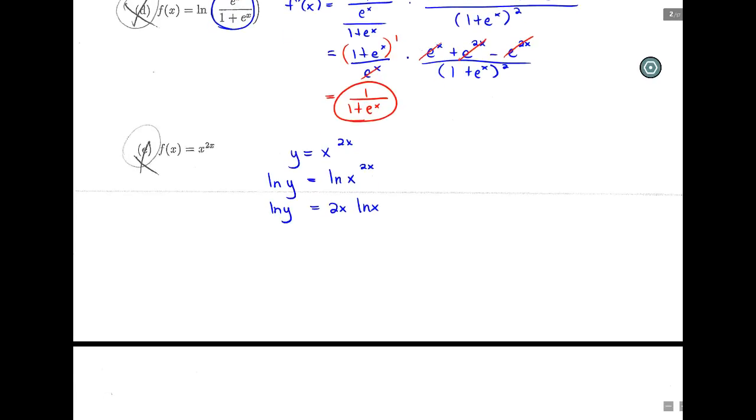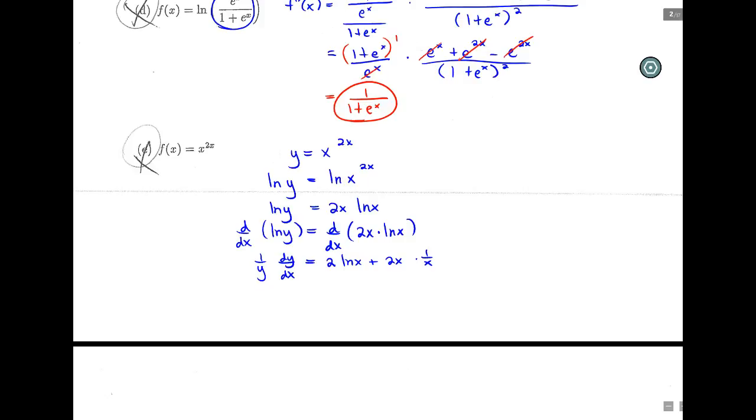And now I want to take the derivative of both sides with respect to x. On the left side, we have to do implicit differentiation, so that means we're going to have 1 over y dy dx, or y prime, however you prefer to write it. On the right side, we actually have to do the product rule because it's 2x times natural log of x. So we're going to have 2 ln of x plus 2x times 1 over x.